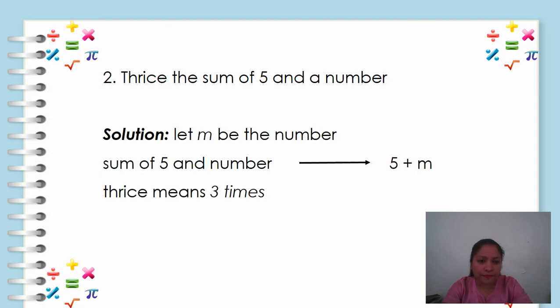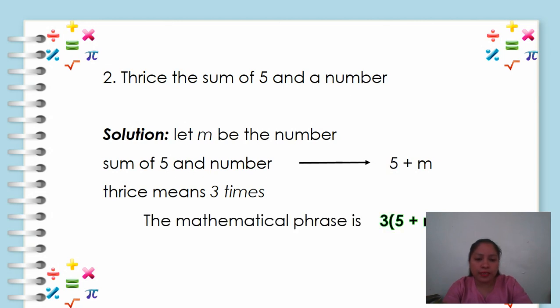Next, dun sa ating given na verbal phrase, thrice the sum of 5 and a number, thrice means 3 times. Okay? And the mathematical phrase is 3 times quantity 5 plus n. So, this time, gumamit tayo ng grouping symbol para i-regroup natin yung 5 plus n, kasi yung sum nila, i-multiply natin sa 3. Thrice the sum of 5 and a number.